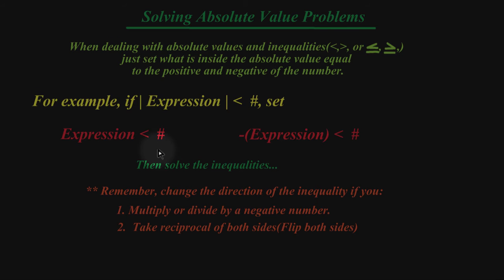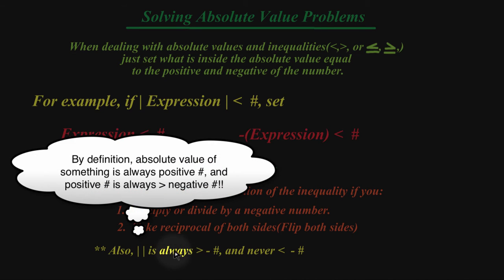They might try to get you with a couple of tricks, so keep an eye out for these scenarios. If you have an absolute value that's greater than a negative number, by definition, absolute values are always greater than a negative number, because you're going to get a positive answer when you do the absolute value, and positive numbers are always greater than negative numbers. So the answer to this scenario would be negative infinity to infinity, or all real numbers.